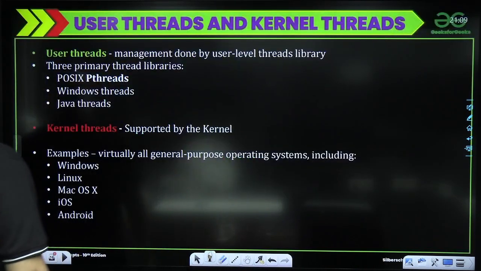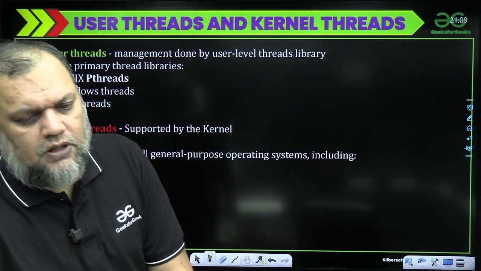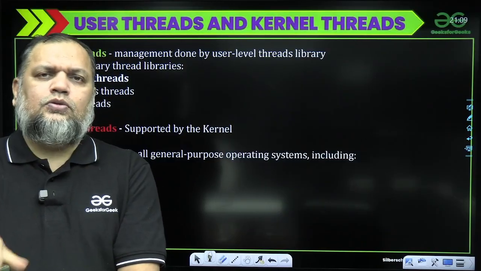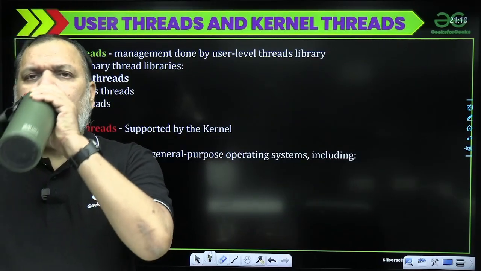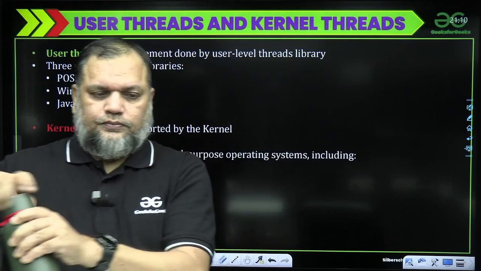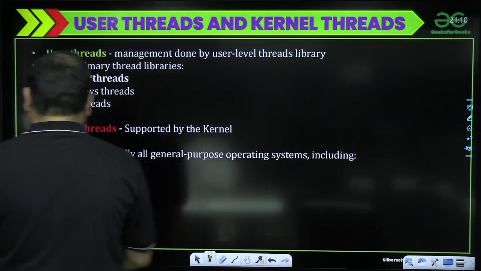Next, we look into types of threads. Generally, threads are of two types: user level threads and kernel level threads. What are user level threads? Please see here. Let me write it here.